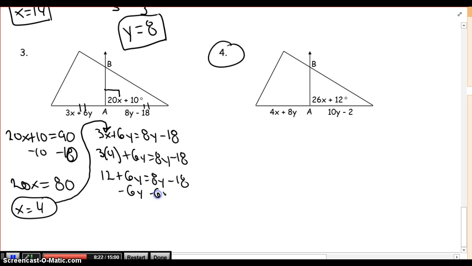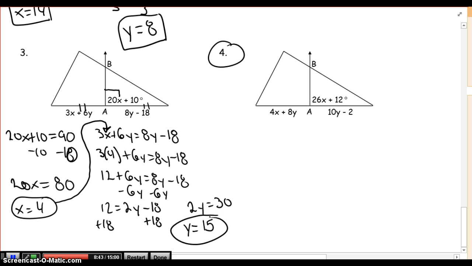Subtract 6y, and I get 12 equals 2y minus 18. I'm going to then add 18 over to the other side. And then I get 2y equals 30, where if I divide by 2 to get y by itself, y is going to equal 15. So those are the main things that we've got to know. This angle right there, 90 degrees. These two parts are congruent, so we're going to set them equal.